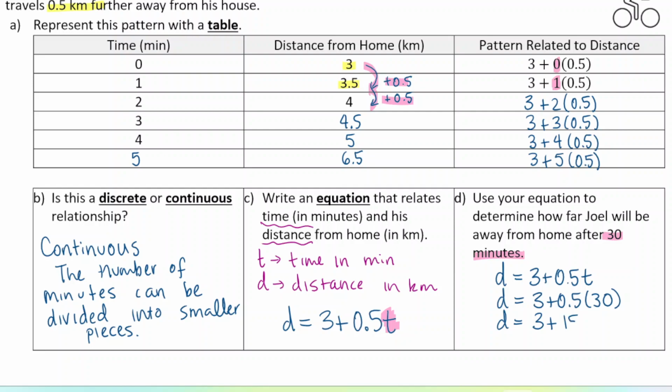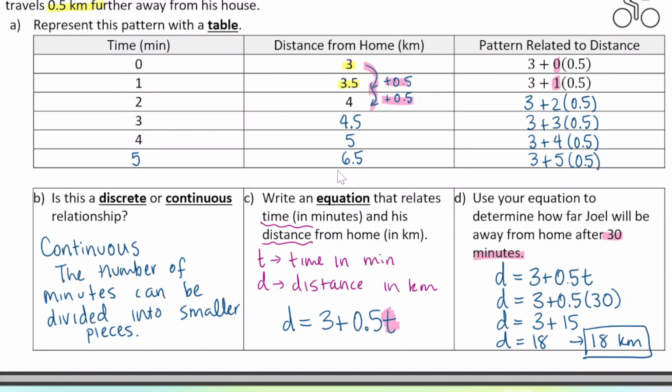0.5 times 30 is 15. So he is 18 kilometers from home after 30 minutes. Important to have the correct units in your answer here. Okay, so that's one pattern done.